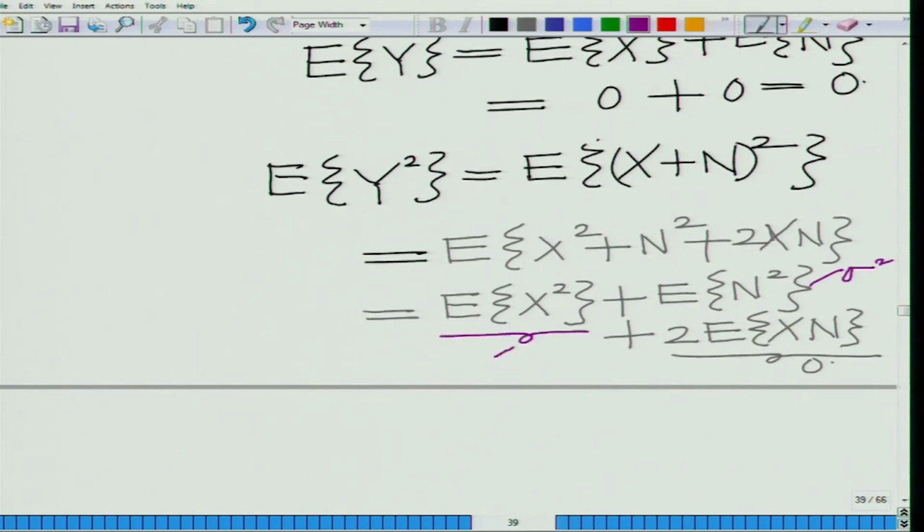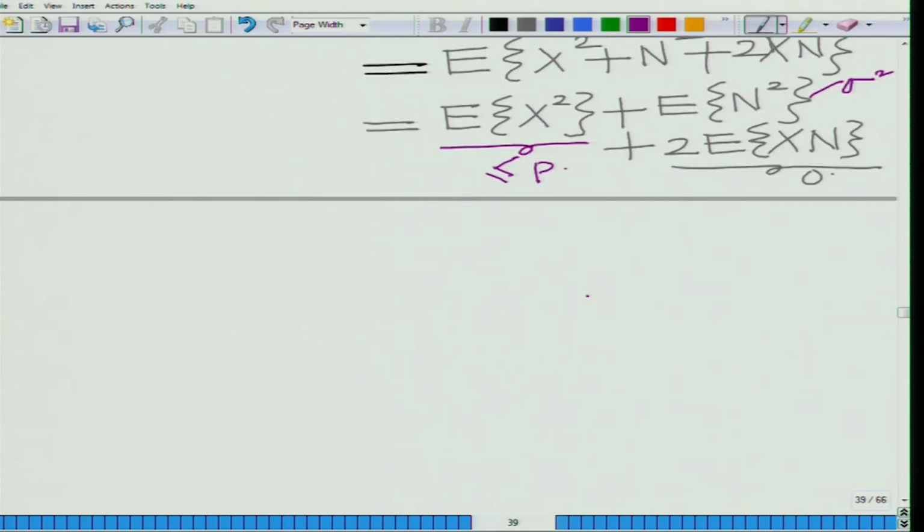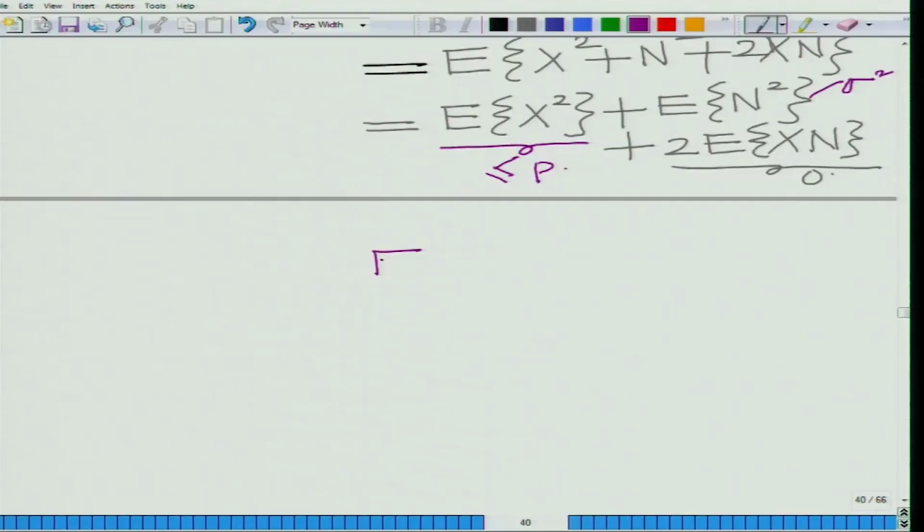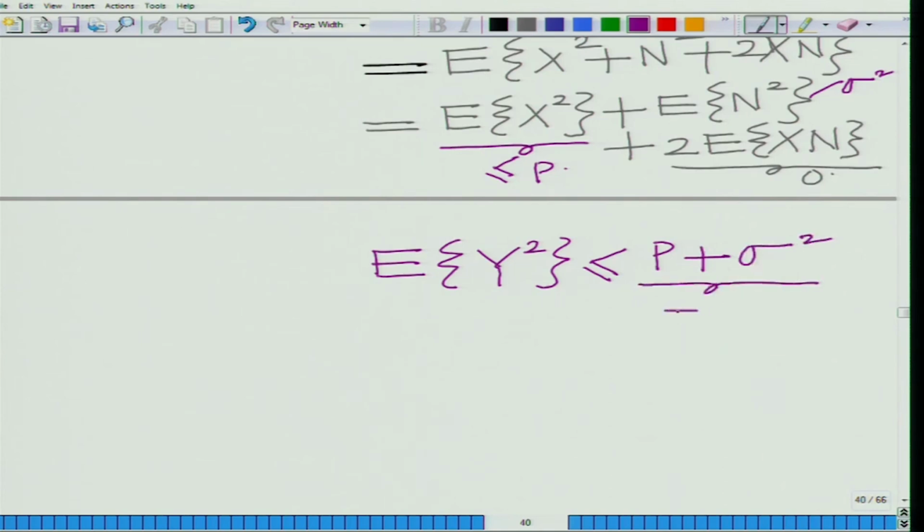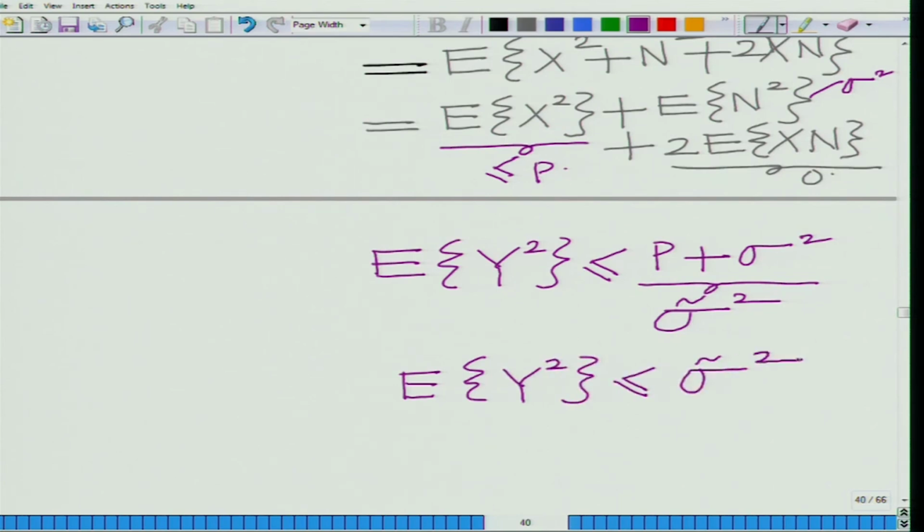sigma square. Now, remember, the power of the transmitter is limited, therefore expected x square is less than or equal to P. Using this and the independence between signal and noise, we obtain expected y square is less than or equal to P plus sigma square. Let us denote this by sigma tilde square. So, we have the result that expected y square is less than or equal to sigma tilde square.